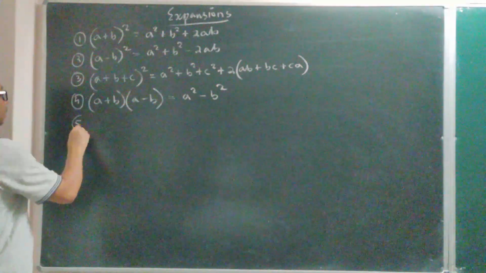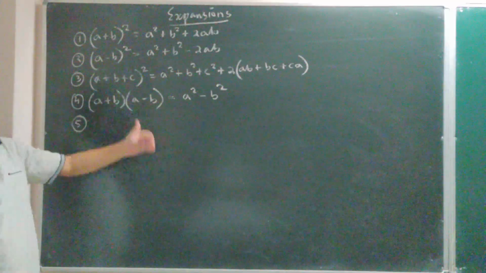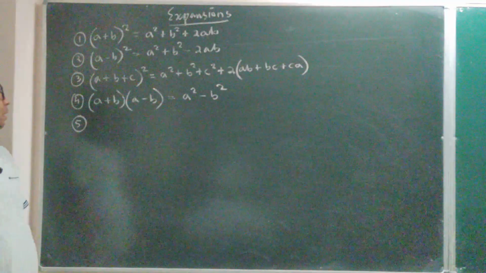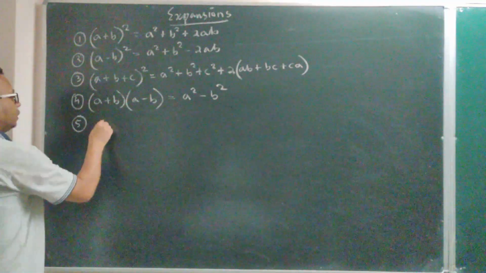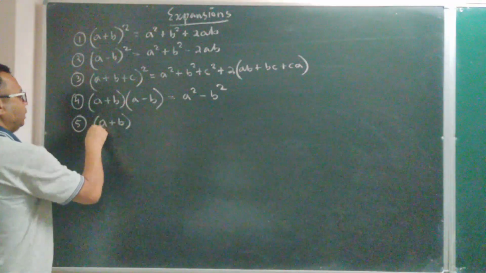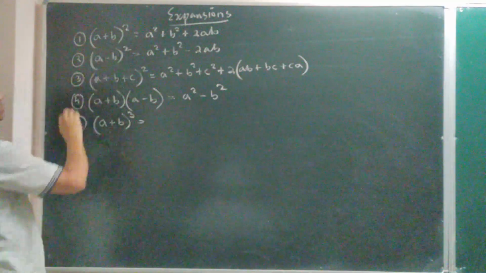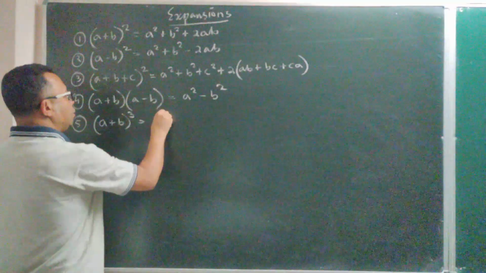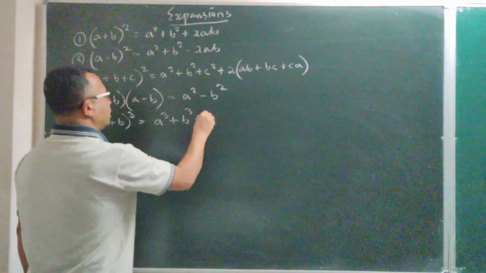Then the fifth formula. Now I think I have finished with the squares. Now I am going to the cube formulas. For cube, the first formula is (a plus b) whole cube. So there it was square, now it is cube. So (a plus b) whole cube is a cube plus b cube plus 3ab.